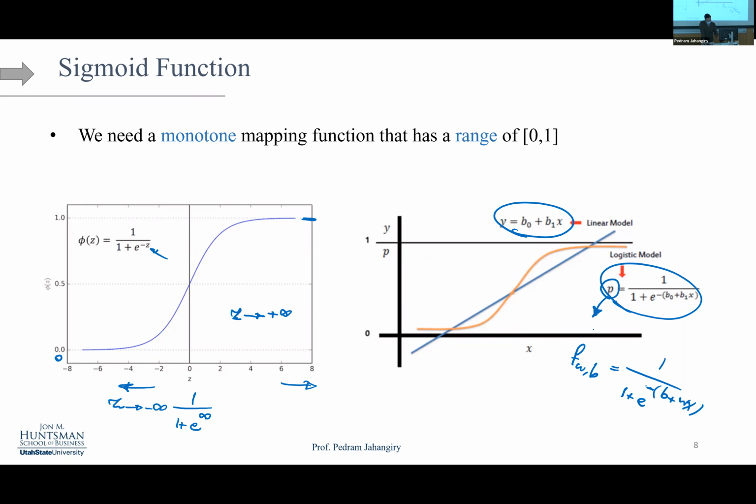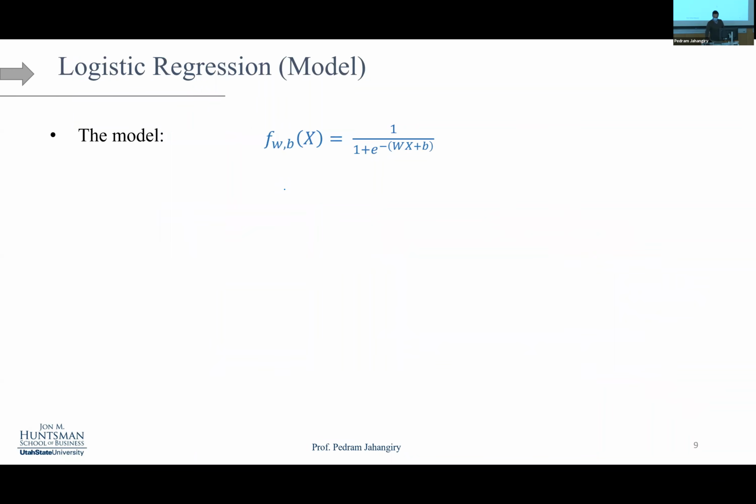Okay. And by the way, guys, just as a side note, if you're using the sigmoid function, we call it logit, logistic regression. If you're using the CDF of the normal distribution, we call it probit. Maybe you've heard this, probit model versus logit model, right? So they basically do the same job, but the transformation function is different. Okay, now let's talk about the model.